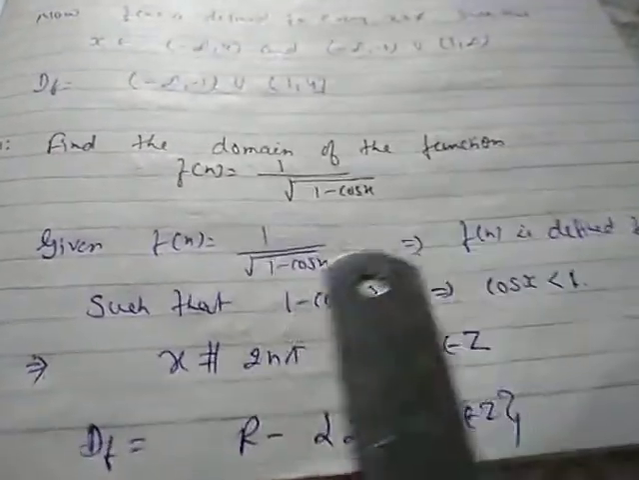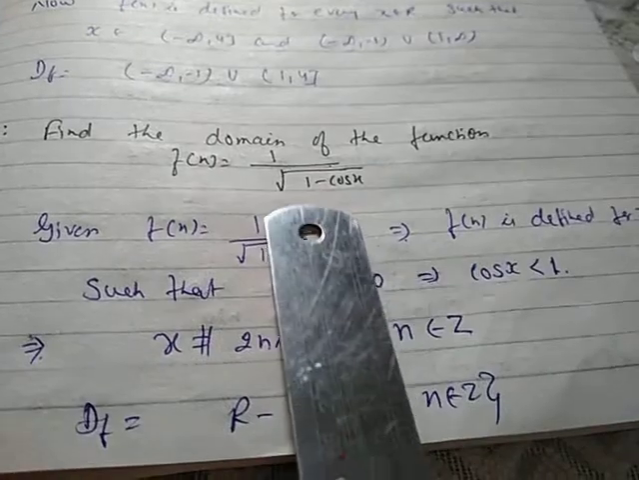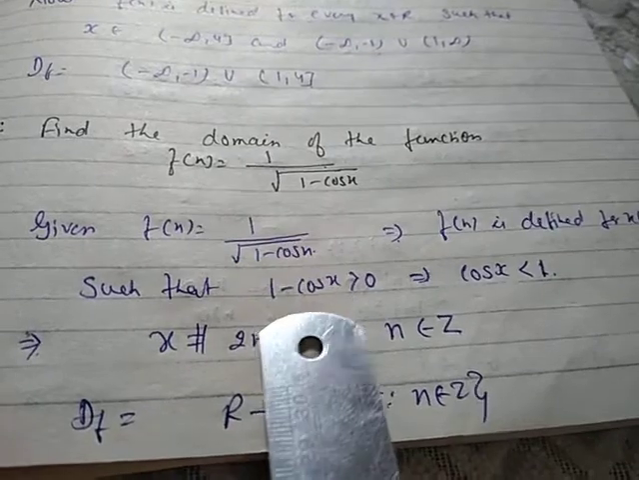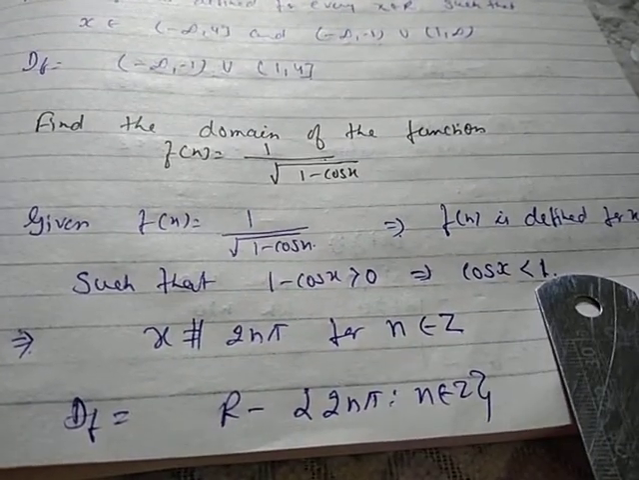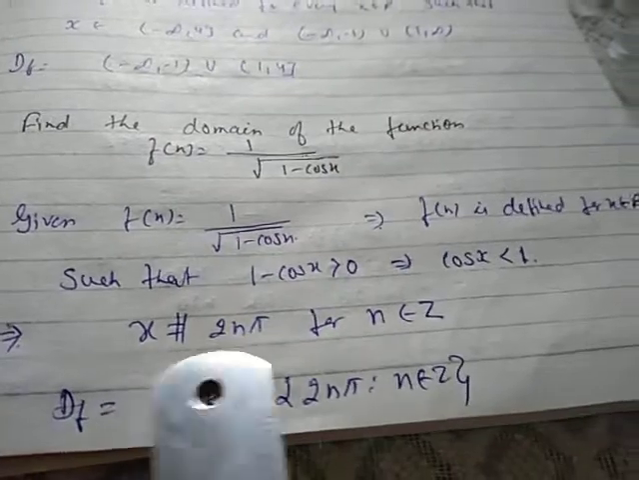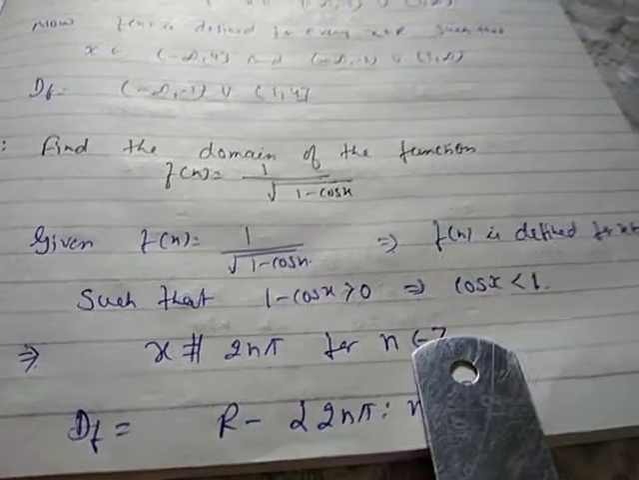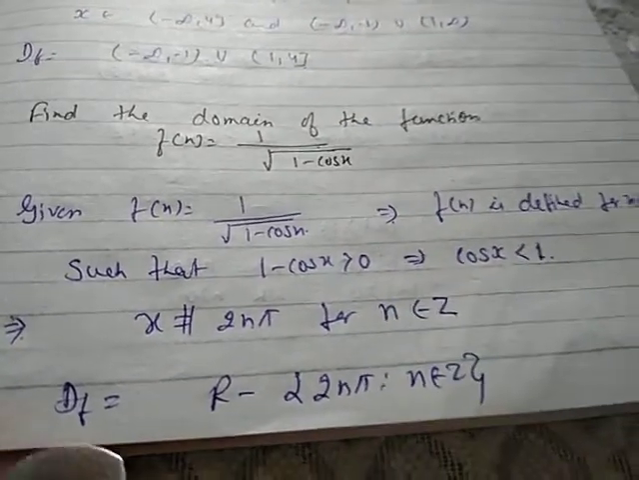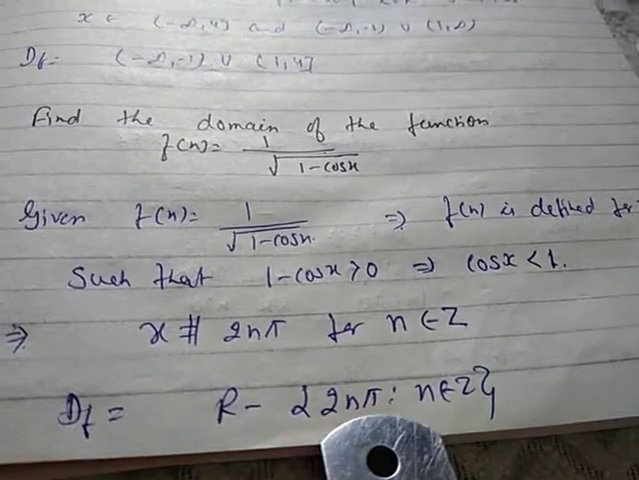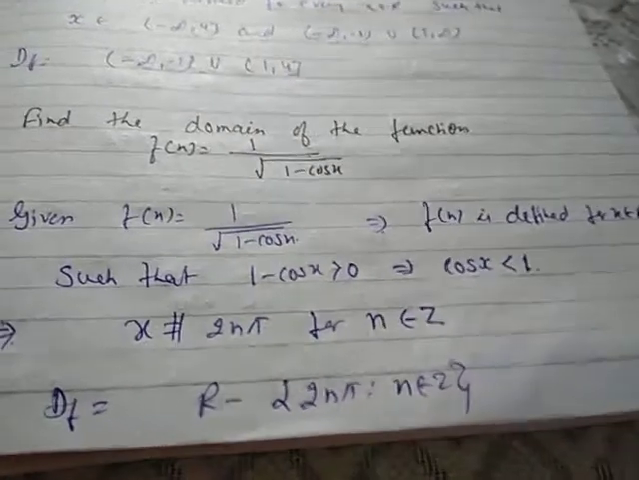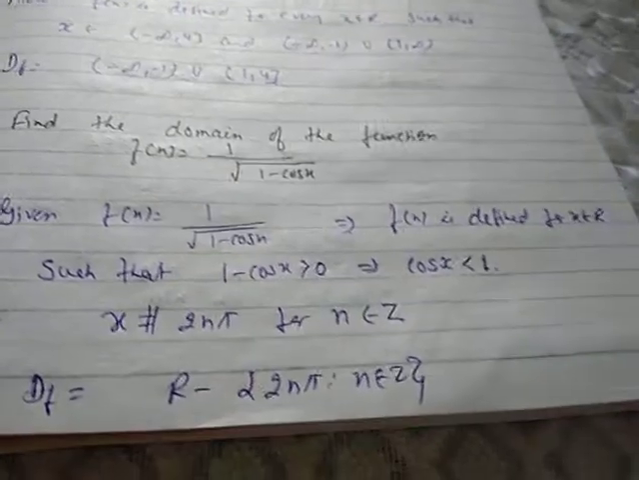Okay, the next question is to find the domain of the function f(x) equals 1 upon under root (1 - cos x). Since 1 - cos x must be greater than 0, cos x is less than 1, that means x is not equal to 2nπ for n belonging to integers. That you will study in the trig part, children. Okay, so the domain of the function is R minus {2nπ such that n belongs to Z}. Only the process is there, and the principal values you will study in the chapter.